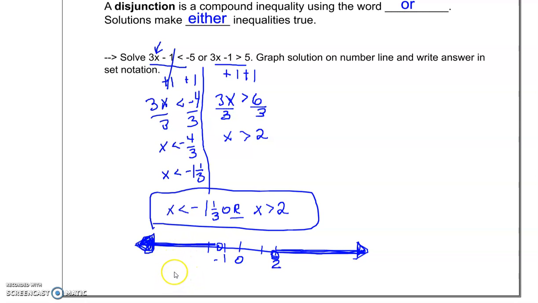Now, interval notation. This starts at -infinity and goes up to -1 1/3, so I'm using round brackets for those two pieces. I'm going to combine that with, and we use this symbol, which means union. And then I'm describing this path over here, which is starting at 2 and going out to infinity. So there is our interval notation.